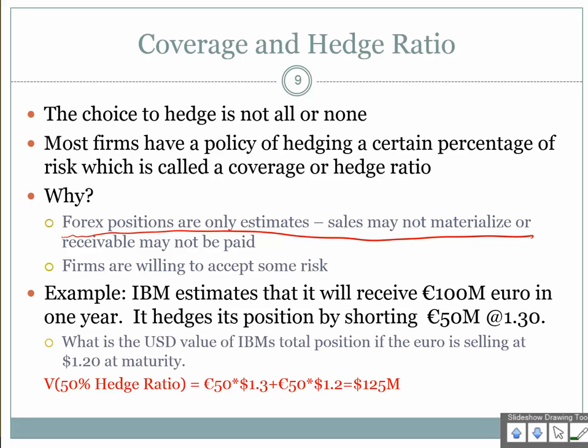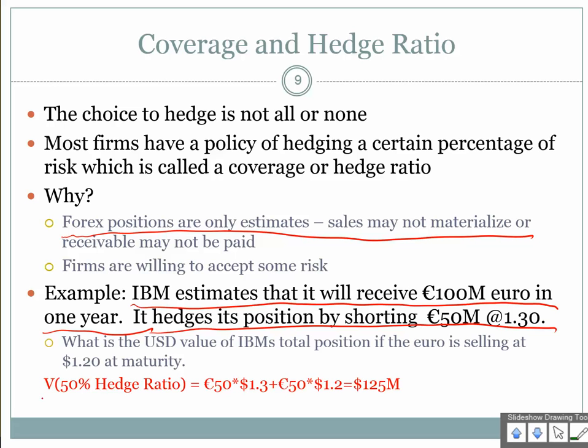Here's an example where IBM estimates it's going to receive 100 million euro in 1 year. That's a long time out. So what they decide is they want to have a hedge or a coverage ratio of 50%. So they take a short forward on 50 million of the euros at $1.30 per euro. And then the other 50 million euro, they'll just get the prevailing spot price. So they've fixed the price of half their euros.